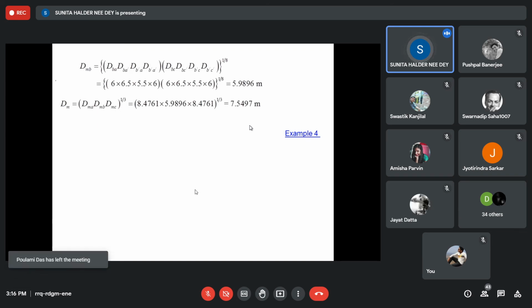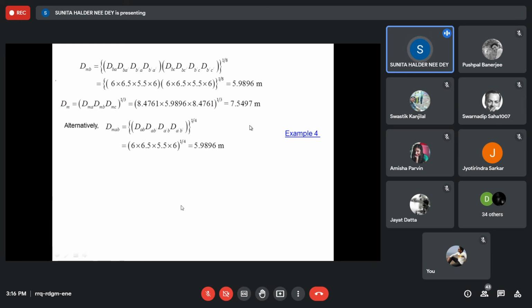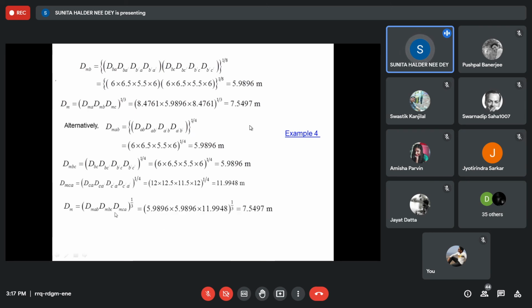You must practice it. Alternatively, you can find out mutual distances this way also. In some books, they first find out all mutual distances between A and B: DAB, DAB', DA'B, DA'B', so 1/4. Similarly, DBC and DCA. So again, there are 3 distances. You take the geometric mean of that to get the GMD. In both ways the result will be the same. In some books it is approached in this way. Whatever you feel comfortable with, you can do.